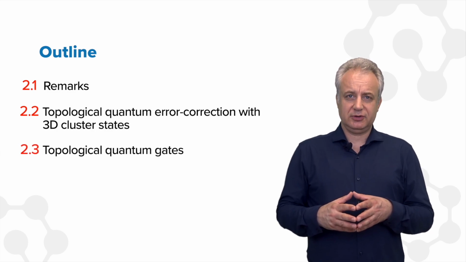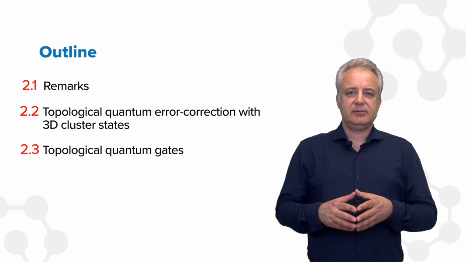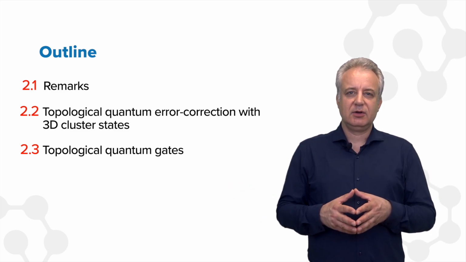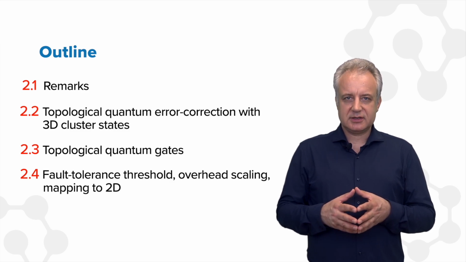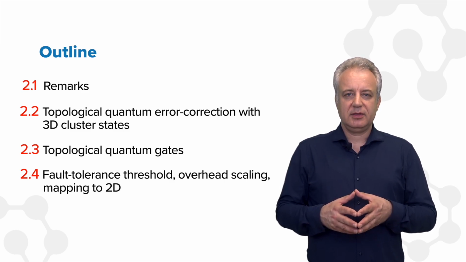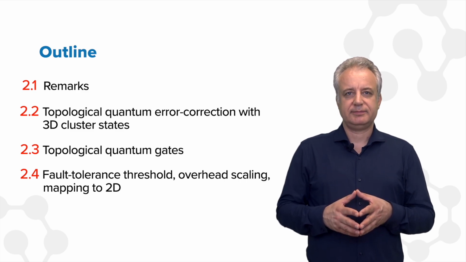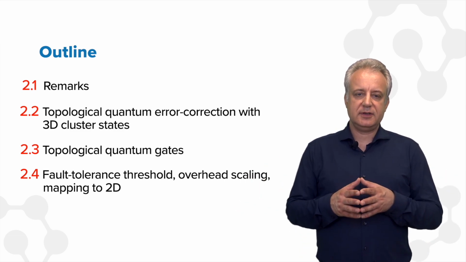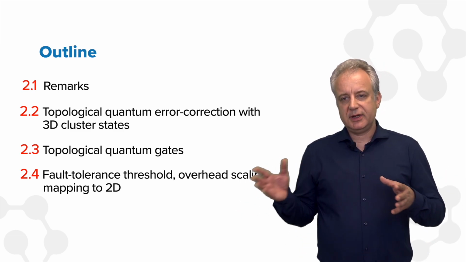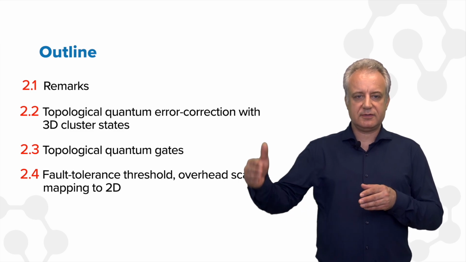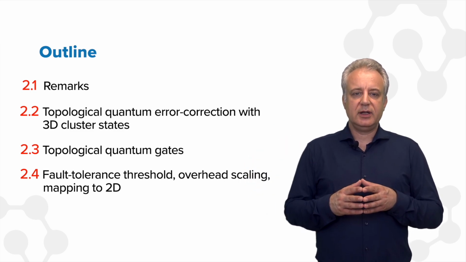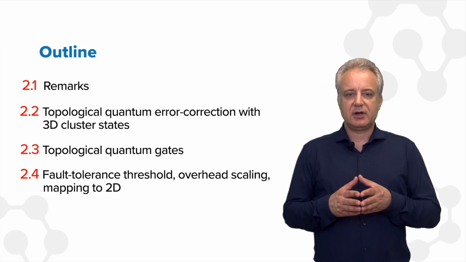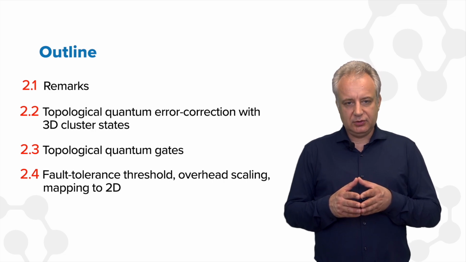and then how to do fault-tolerant gates. So these are the main ideas that I would like to convey. And then, of course, we have to clean it up. We will have to talk about what the fault tolerance threshold is that results from this and how the operational overhead scales and so on and so forth. Okay, so that's the menu. The fault tolerance part of this mini-series is actually split up into two lectures. So here in this first lecture, we will go up to the point of explaining topological error correction with cluster states. So this is point 2.2 here.